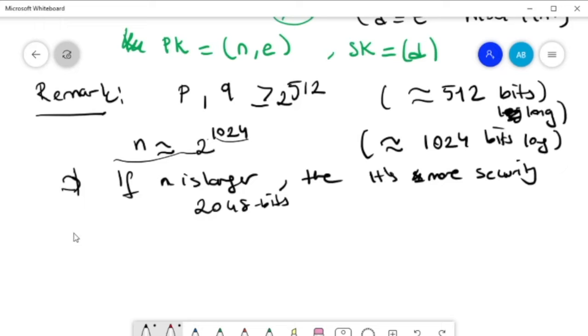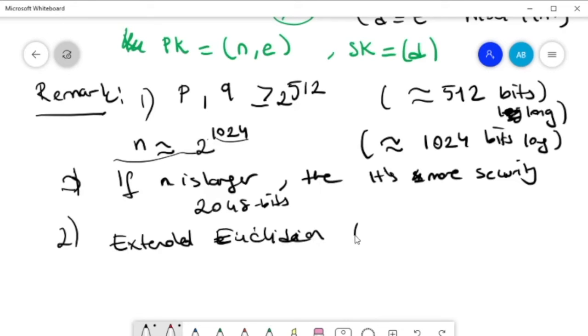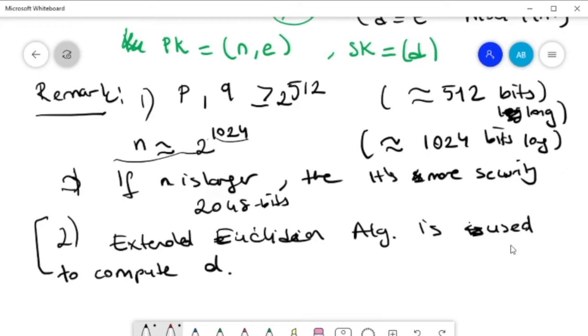Also, this is remark 1 and 2: the extended Euclidean algorithm is used to compute D. That's why we need the extended Euclidean algorithm in RSA.